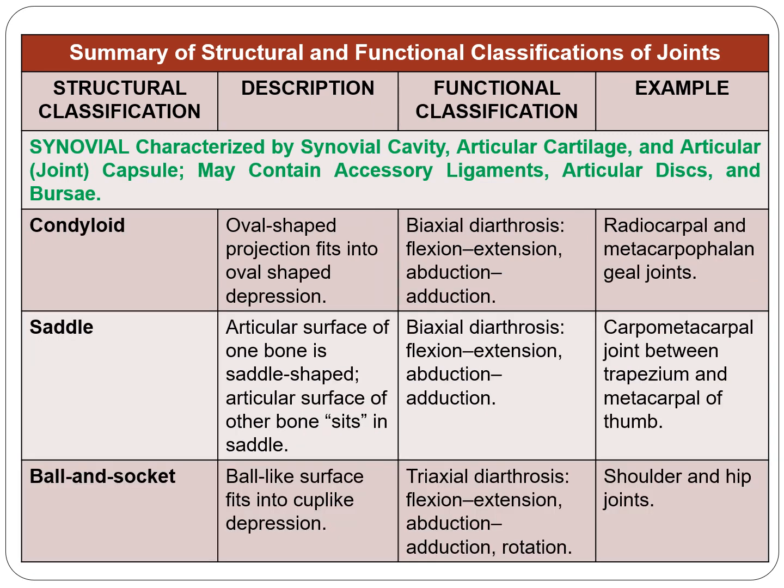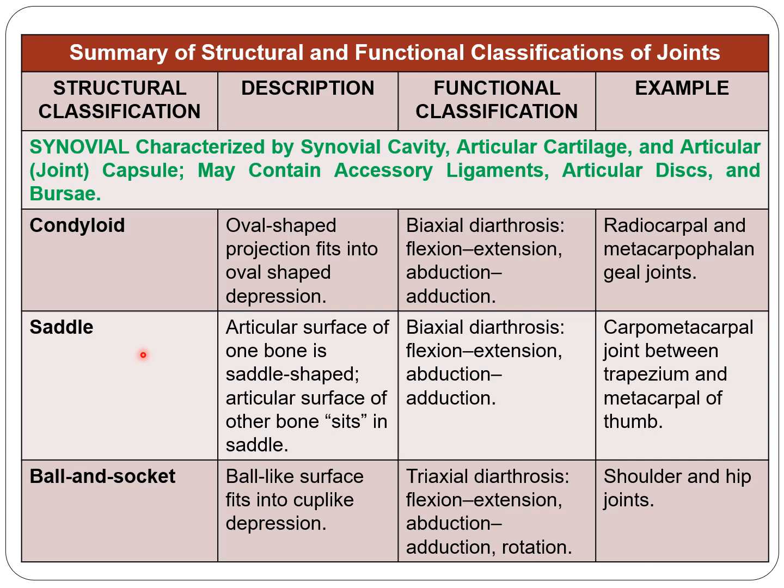The next type of synovial joint is condyloid. Here, an oval-shaped projection fits into an oval-shaped depression. Hence the name condyloid. Functional classification, they are biaxial diarthrosis. They aid in flexion, extension, abduction and adduction. Examples are radiocarpal and metacarpophalangeal joints.